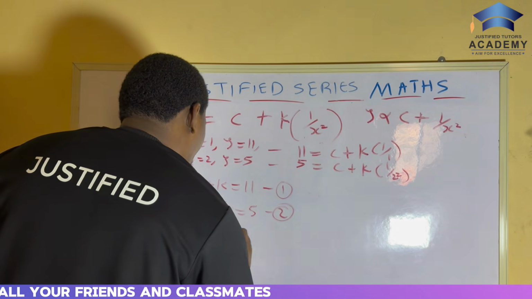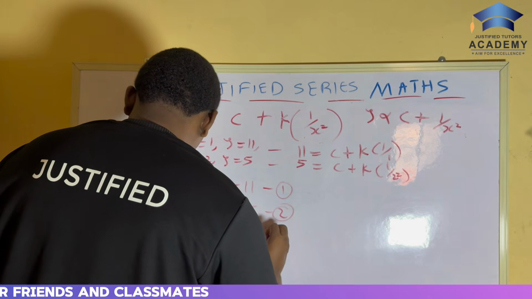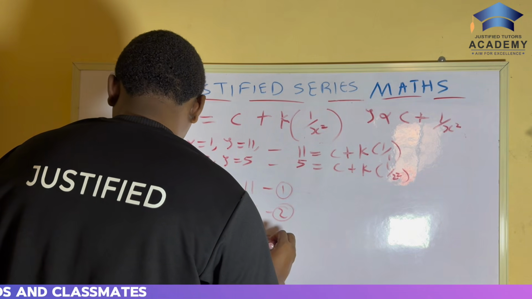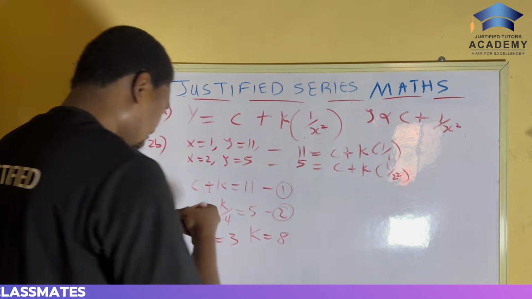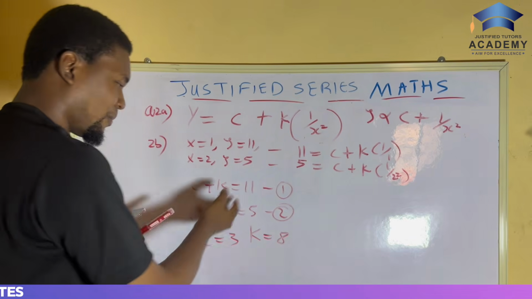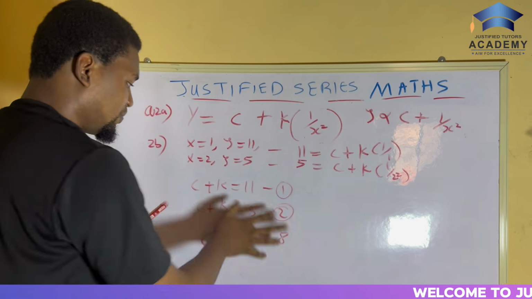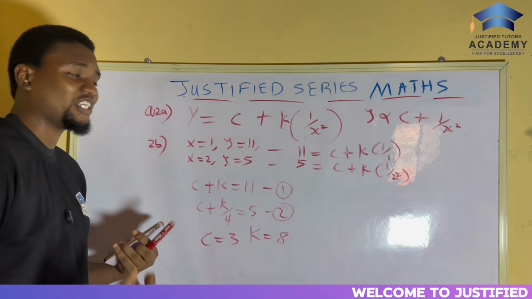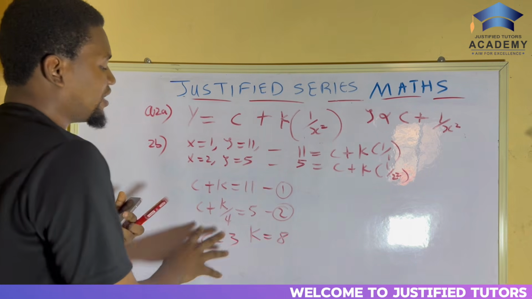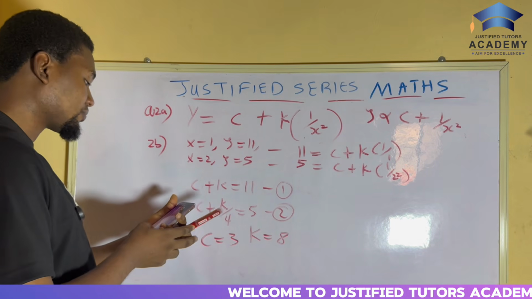C is equal to 3, and K is equal to 8. Yes, this is mathematics. This is a simultaneous equation, very simple. You should be able to solve it by now. So I will just keep it; I'm focused more on the difficult aspects.